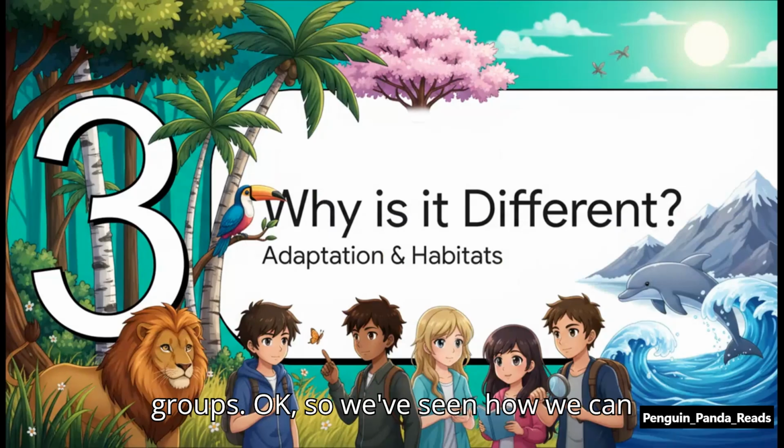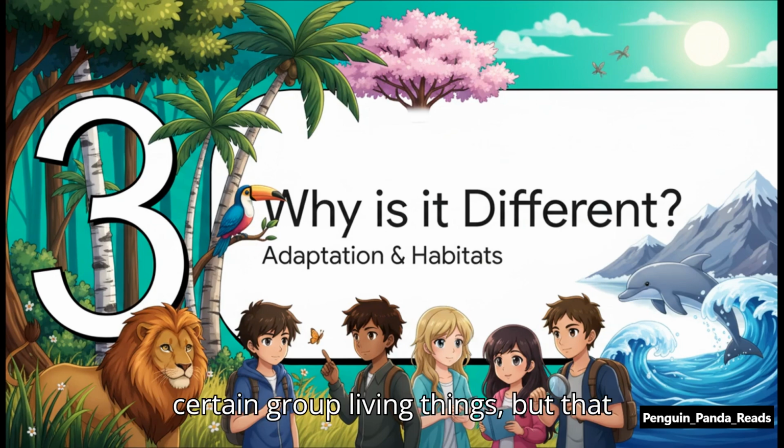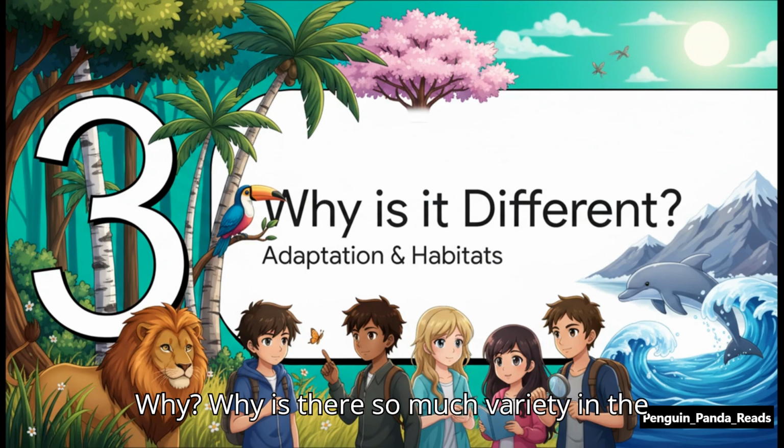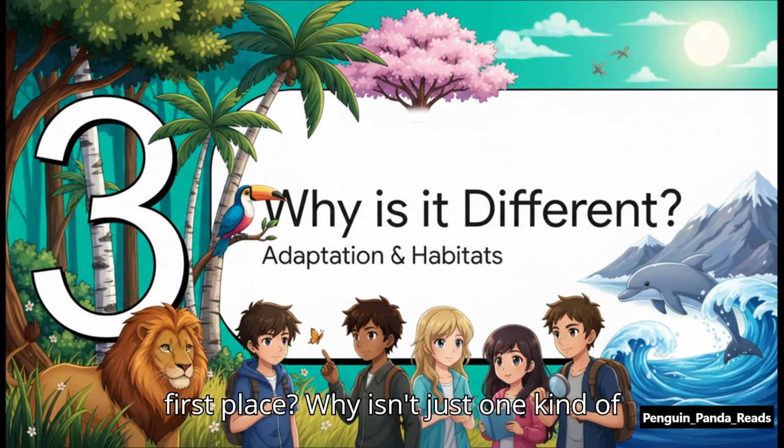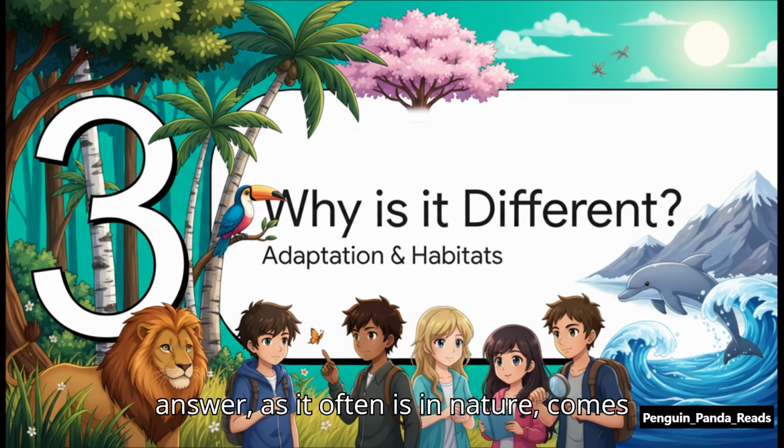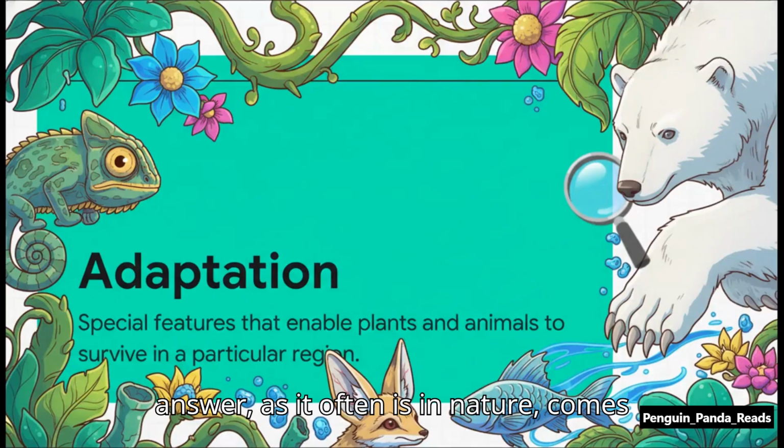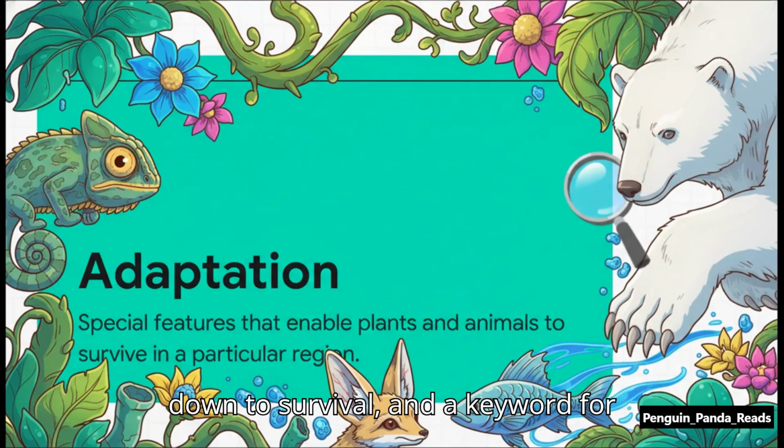Okay, so we've seen how we can start to group living things, but that just leads to a much deeper question. Why? Why is there so much variety in the first place? Why isn't there just one kind of bird or one kind of tree? Well, the answer, as it often is in nature, comes down to survival. And a key word for survival is adaptation.